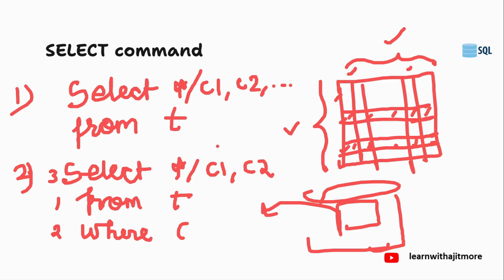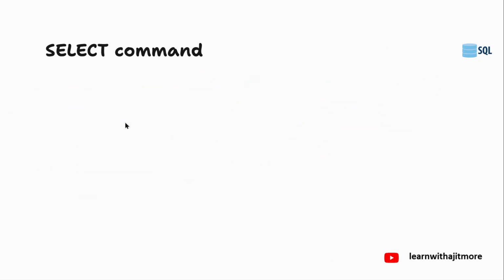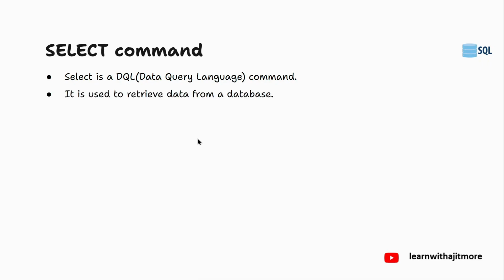I hope you can imagine how it works. Now for filtering we have to build a WHERE condition, and to build conditions we need some operators. I'll be telling you about those operators also. So SELECT comes under which category? DQL, that is Data Query Language. It is used for retrieving the records from the database.